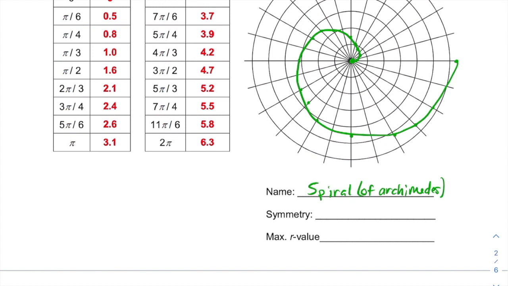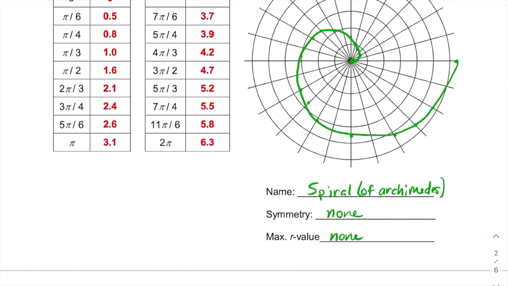So in terms of its symmetry, I can't rotate it 180 degrees and have it perfectly land on itself. I can't fold it across the x or y axis. So it doesn't have any symmetry. And because we could keep increasing theta forever, it's not going to have a maximum r value. So we would say that the max r value is none.